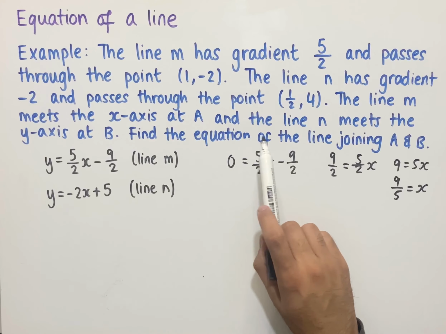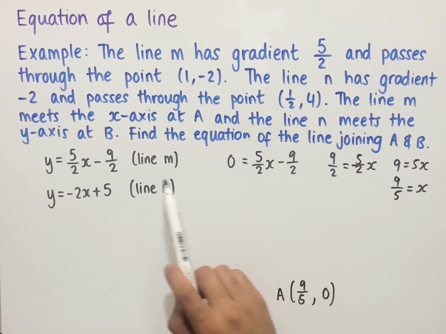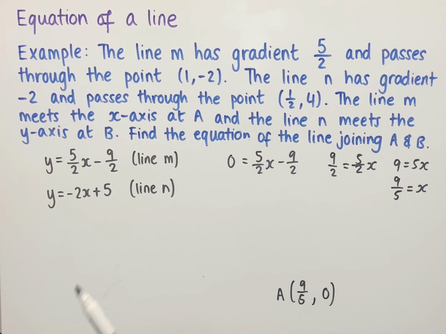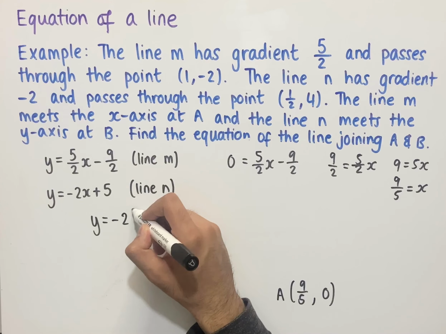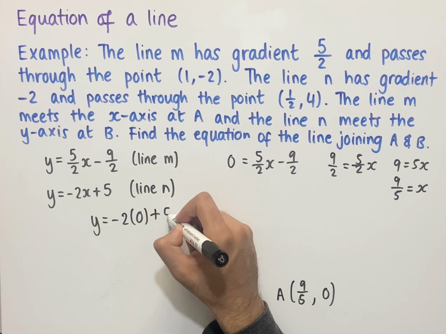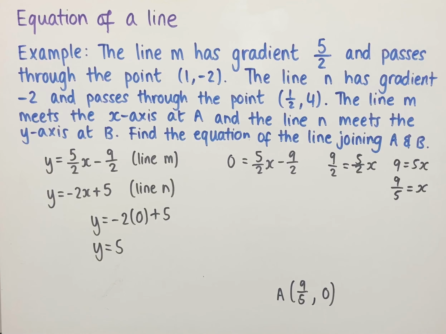We're also told that the line n meets the y-axis at B. So if the line n meets the y-axis at B, then the x-coordinate of B must equal 0, since it's on the y-axis. So substituting x equals 0 into this equation for line n, we get y equals minus 2 multiplied by 0 plus 5. If we simplify this, we get y equals 5. Therefore, the point B has x coordinate 0, and y coordinate 5.